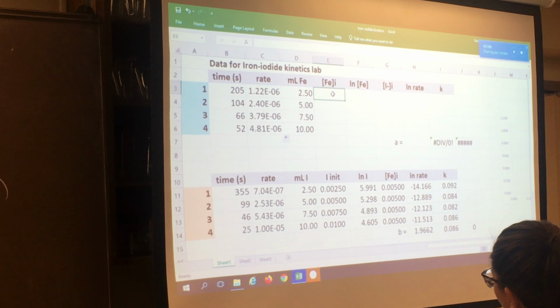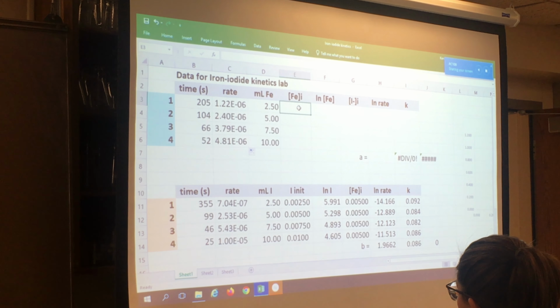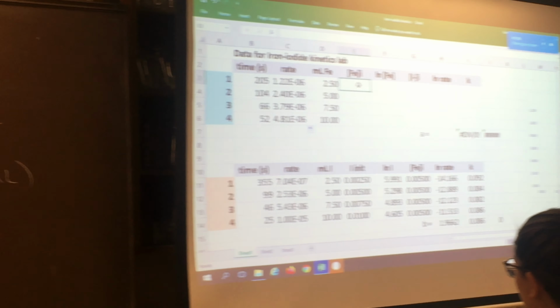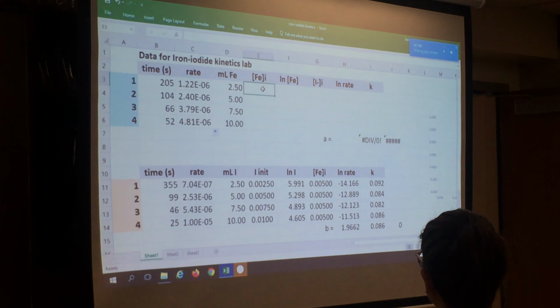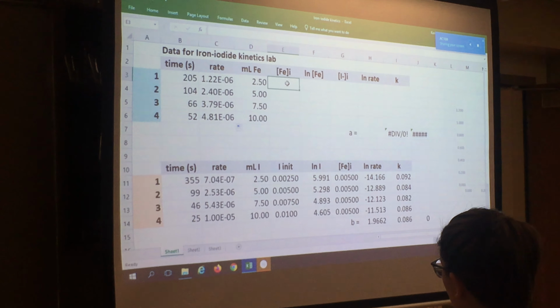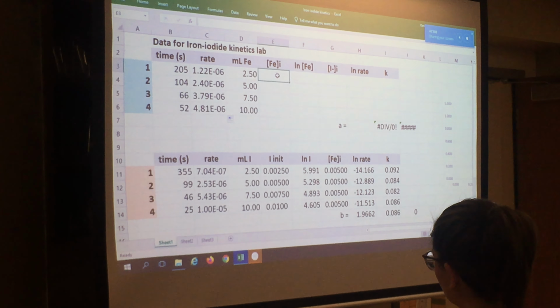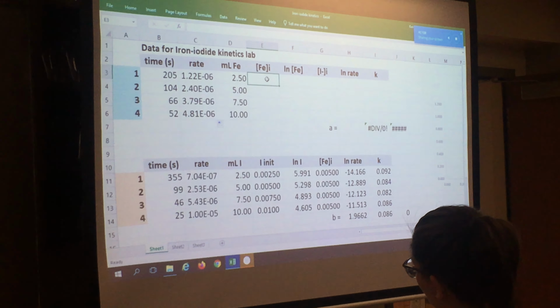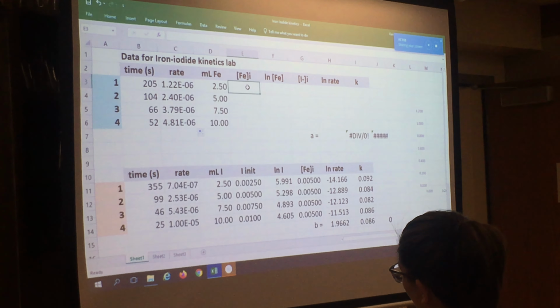Now we'll go up here to the iron concentration. This is the iron concentration initially in the reaction. This is where we use the dilution equation. So for this particular one, we're looking for M2. This is the same as M2 in the dilution equation.